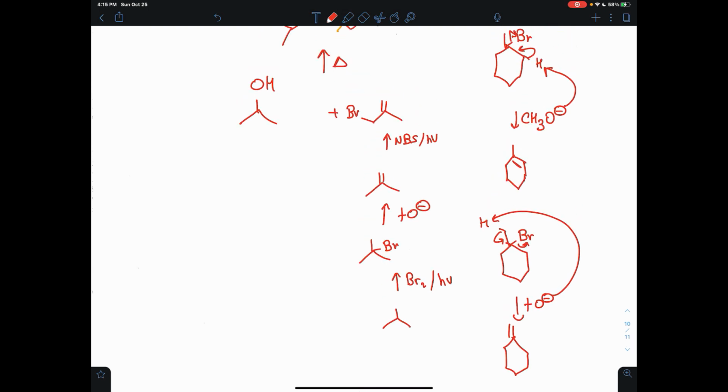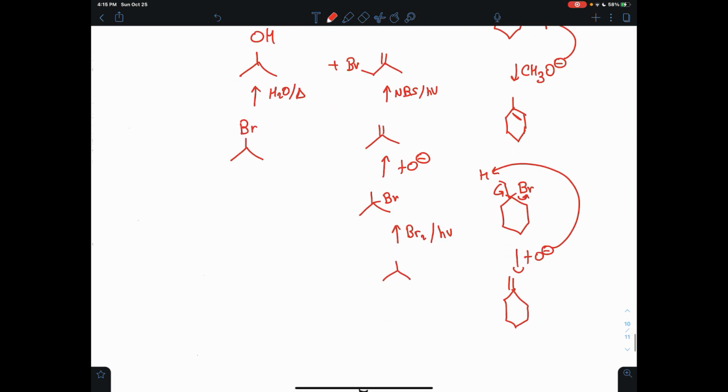Now to form this OH, I'm just going to do a hydration reaction, so I'm just going to use H2O and heat. And then I can start with a bromine. And to form this bromine, which I already made, so I don't actually have to draw the reaction, I'm just going to write it down because it's much easier. So Br2 and light. And then I'm going to end up with this.